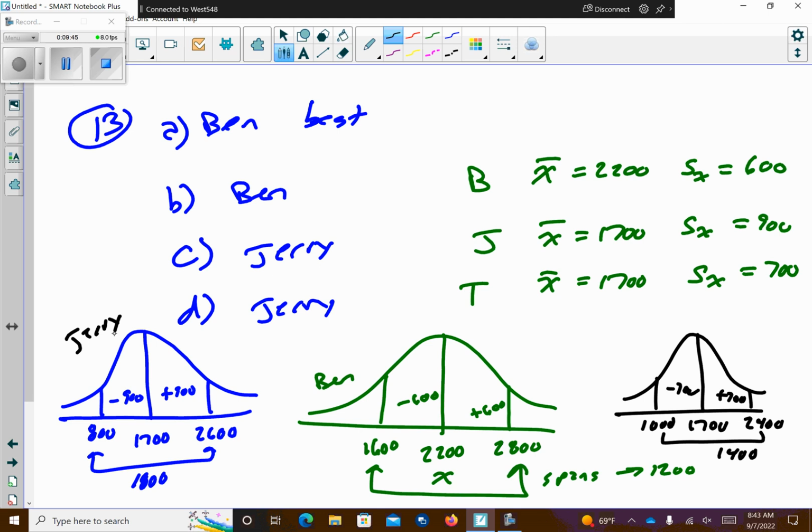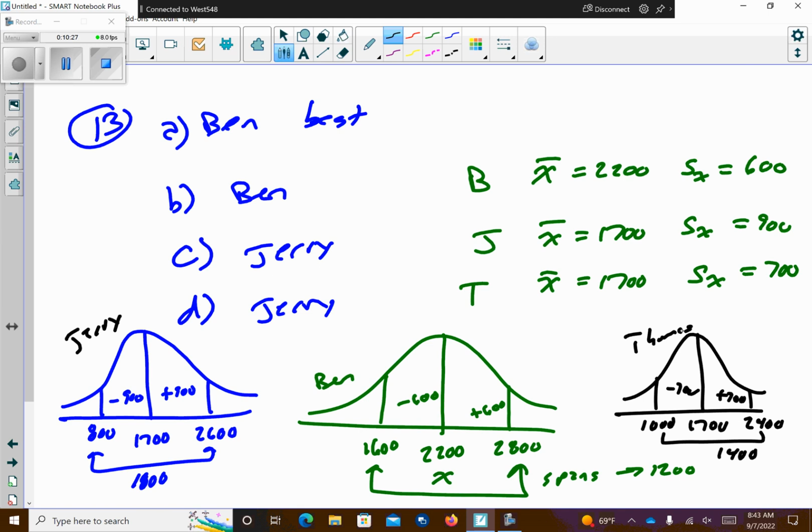And then between Thomas and Jerry, who is more likely to have a 2,000 on a given week? So they're saying Jerry. If we compare the blue and the black normal curves, why would I say Jerry? 2,000 is 300 to the right, 300 to the right. Oh, okay. Because Jerry has a bigger span to the right, it's more likely to take place.